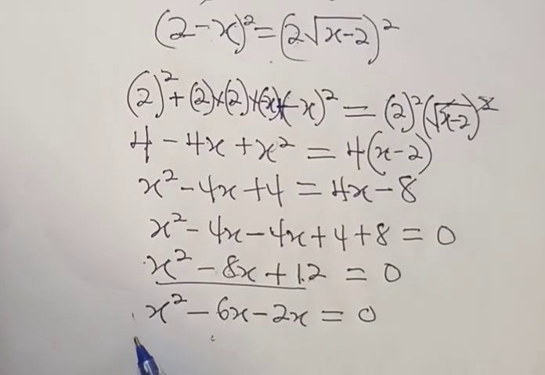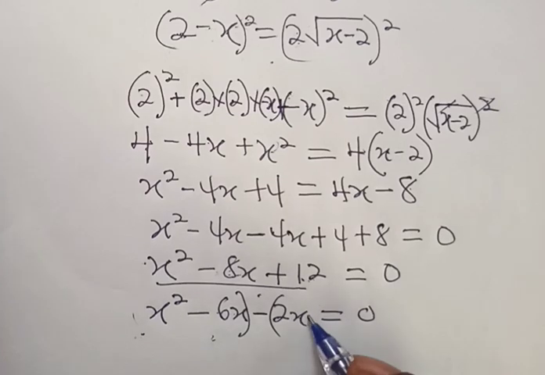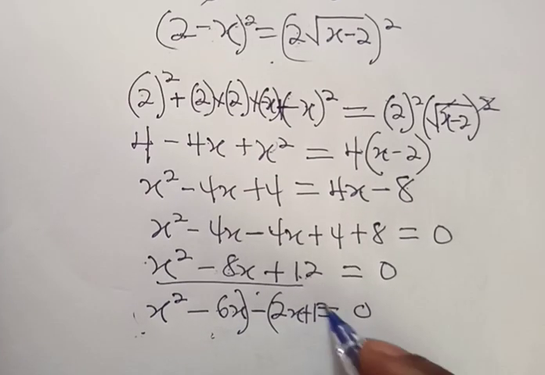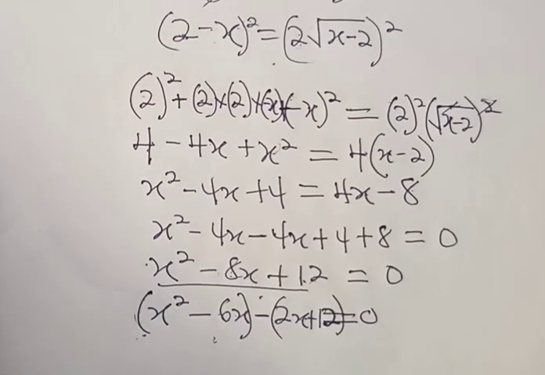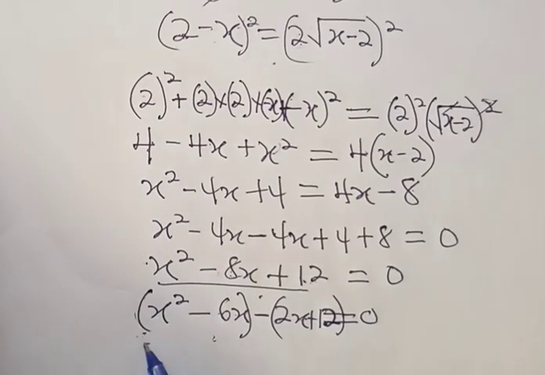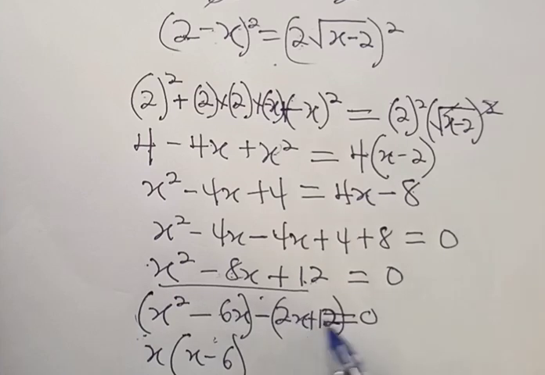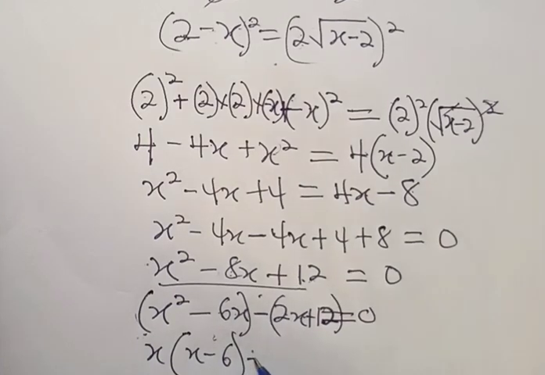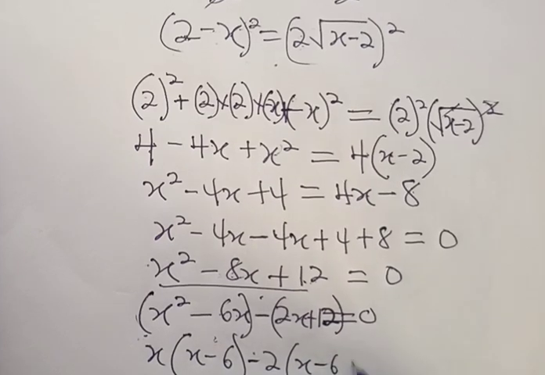Okay, so I can put this, this is plus 12. Let me bring my 12. So I can put this and this. All right, so I can write my x, or factor x out. You now have x minus 6. Here too I can factor 2 out, then have my x minus 6 is equal to 0.